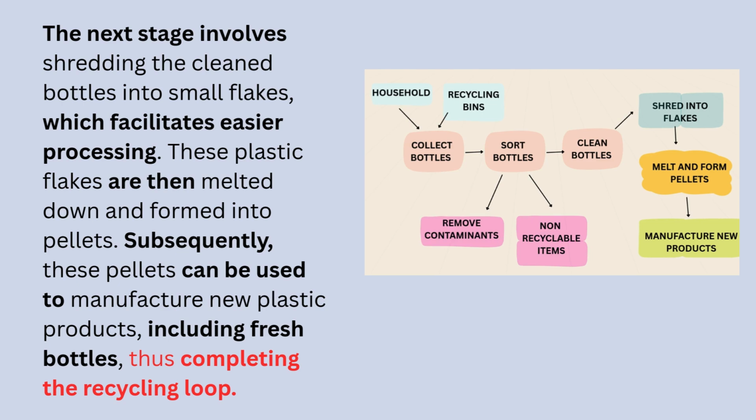The next stage involves shredding the cleaned bottles into small flakes, which facilitates easier processing. These plastic flakes are then melted down and formed into pellets. Subsequently, these pellets can be used to manufacture new plastic products, including fresh bottles, thus completing the recycling loop.